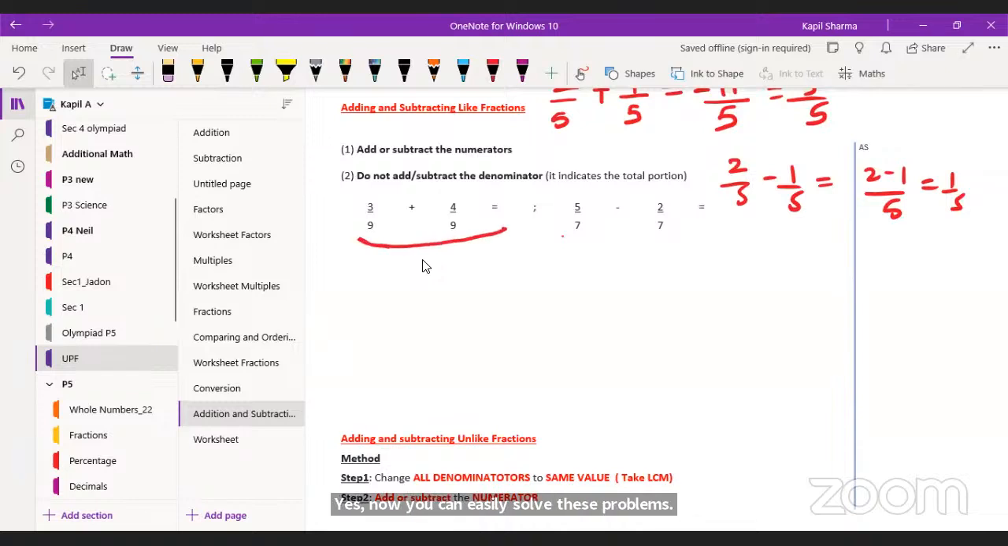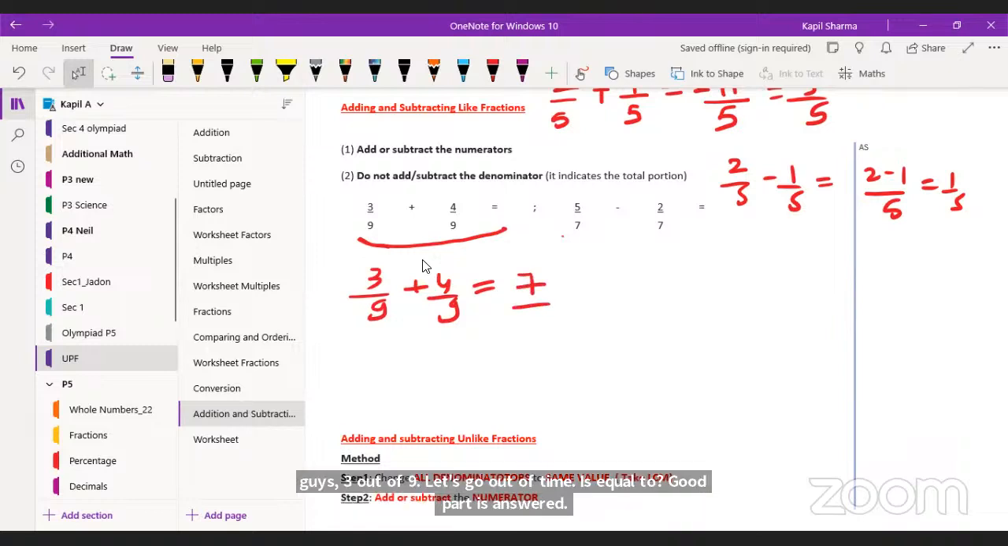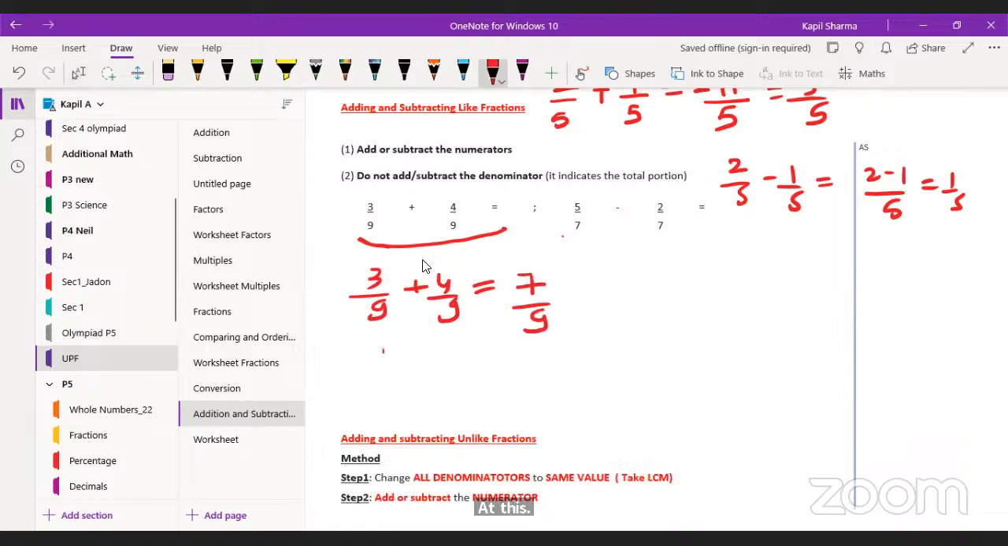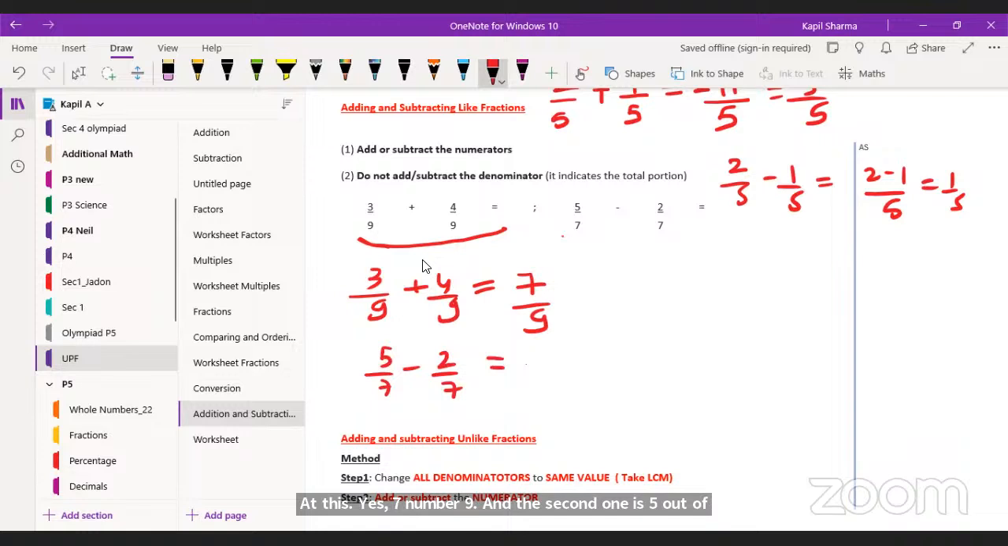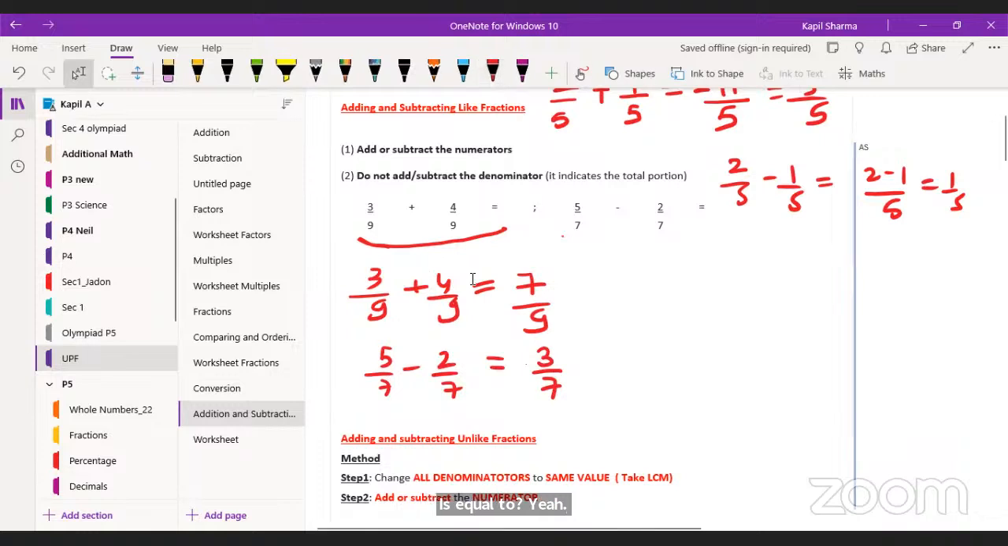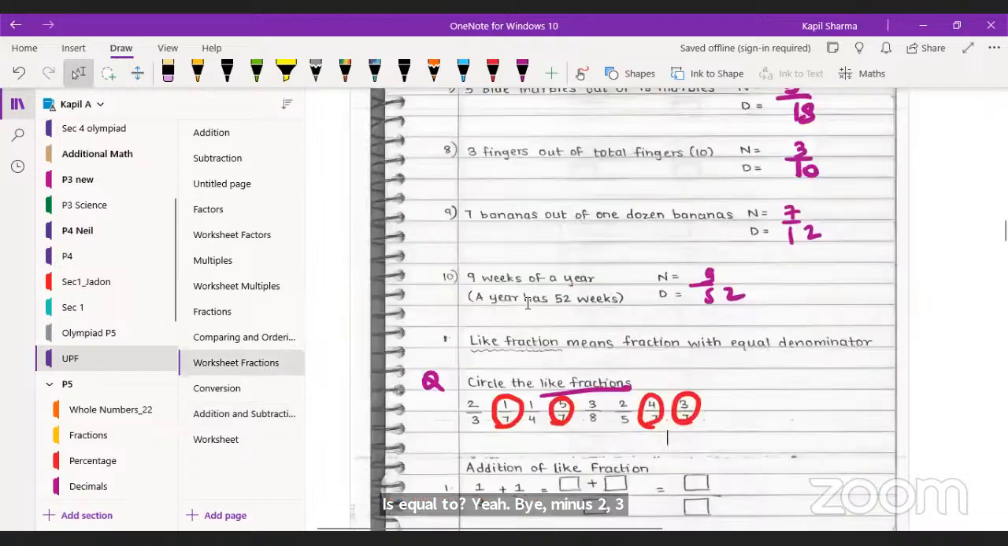Yes, guys. 3 out of 9 plus 4 out of 9 is equal to, others, yes, 7 out of 9. And the second one is 5 out of 7 minus 2 out of 7 is equal to, yeah, 5 minus 2 is 3 out of 7.